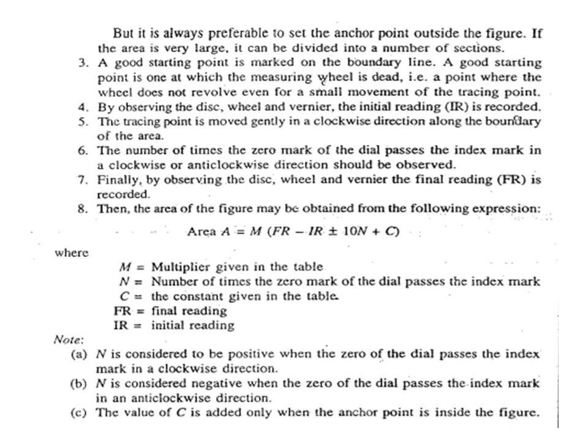N is considered to be positive when the 0 of the dial passes the index mark in a clockwise direction, and N is considered negative when the 0 of the dial passes the index mark in an anti-clockwise direction. The value of C is added only when the anchor point is inside the figure.